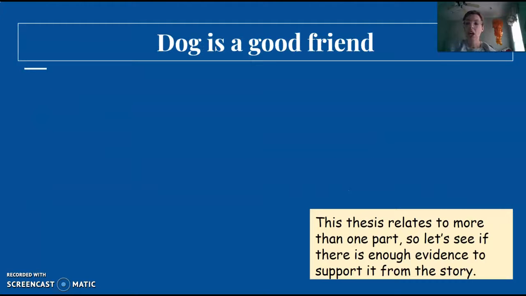So I'm thinking Dog is a good friend. This thesis relates to more than one part. So let's try to see if there's enough evidence to support that in the story. And here you could also pause and think about what were some examples in that book that shows that Dog is a good friend.